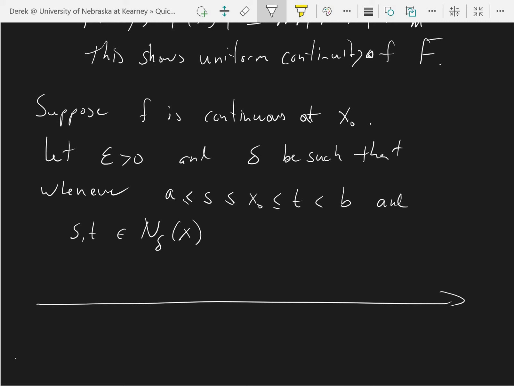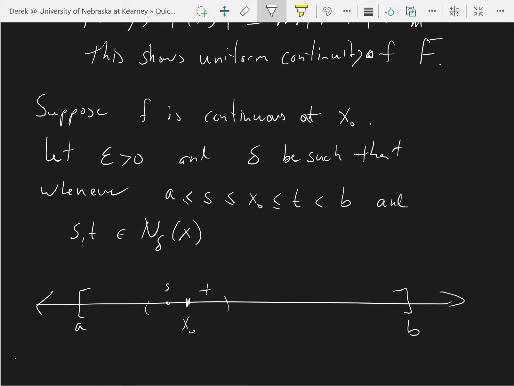Okay, so that's a lot of statements, but the number line is easier to see. So here's a and b, here's x naught. I've got the delta that makes the outputs near x naught close to the output at x naught, and I just want s and t in here.